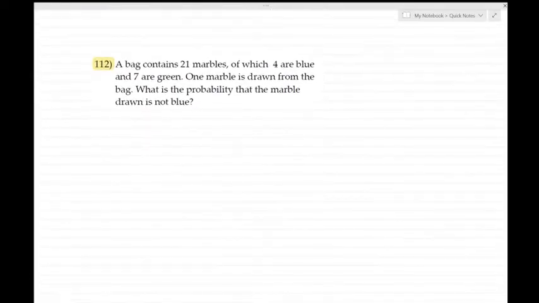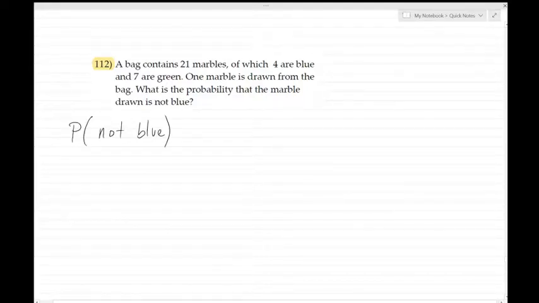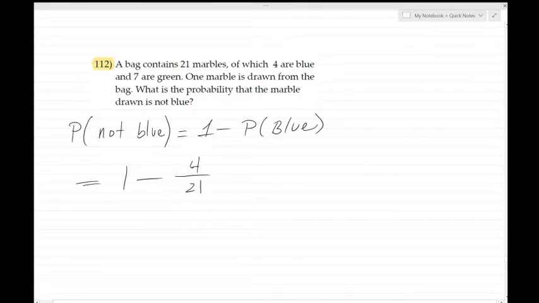Next, a bag contains 21 marbles, of which 4 are blue and 7 are green. One marble is drawn from the bag. What is the probability that the marble drawn is not blue? So again, the probability of not blue is equal to 1 minus the probability of getting a blue marble. So 1 minus 4 out of 21, right? That's however many there are, total 21, and then 4 are blue.